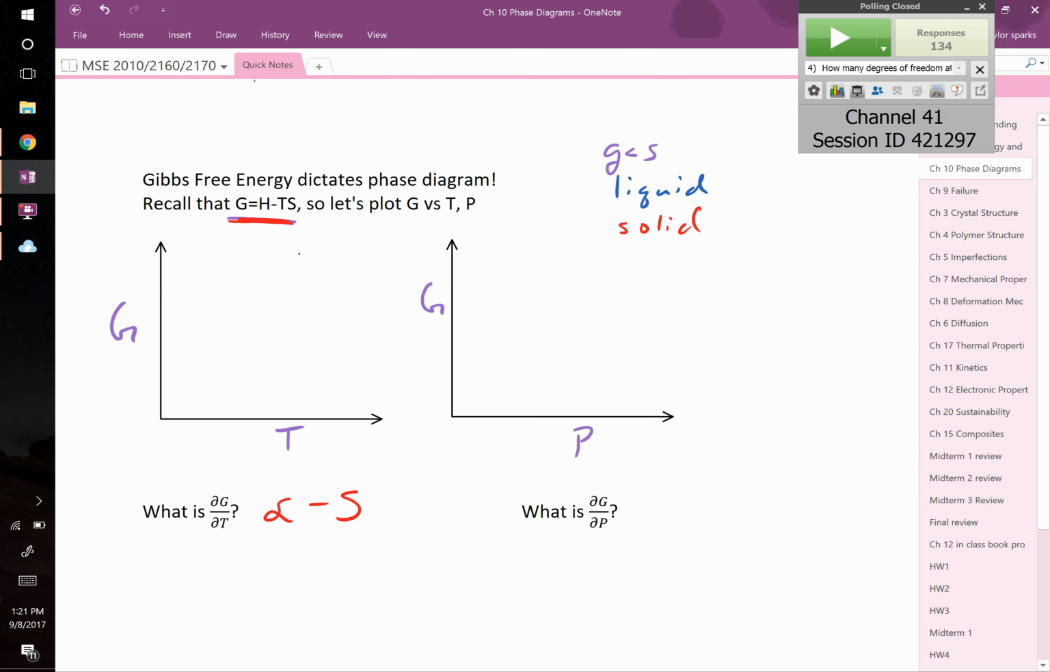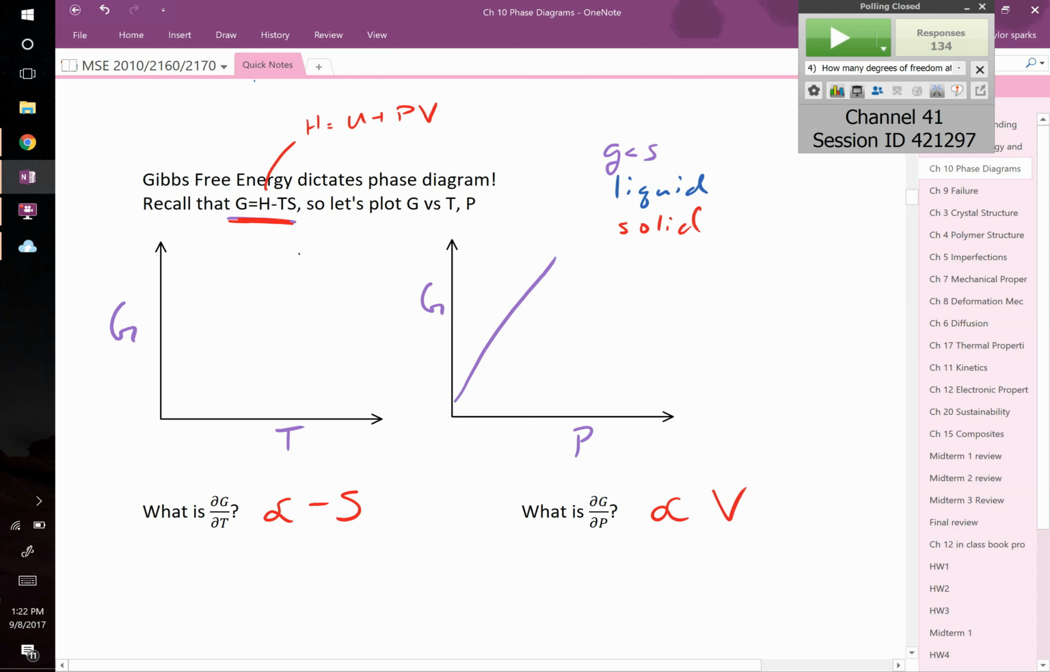Now what about dG/dP? Well, to make this easier, you have to remember that H itself equals U plus PV. So now if you take dG/dP, what should it be proportional to? Yeah, volume. So if you're going to sketch these things for these three different phases, let's do volume first because it's easier. Which one of these three phases has the largest volume? Gas. Therefore, since we're doing dG/dP, that should have the highest volume. Therefore, it has the highest slope, right?